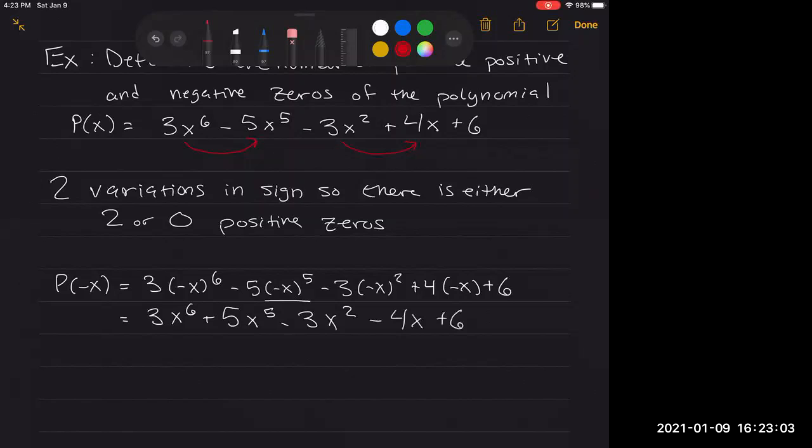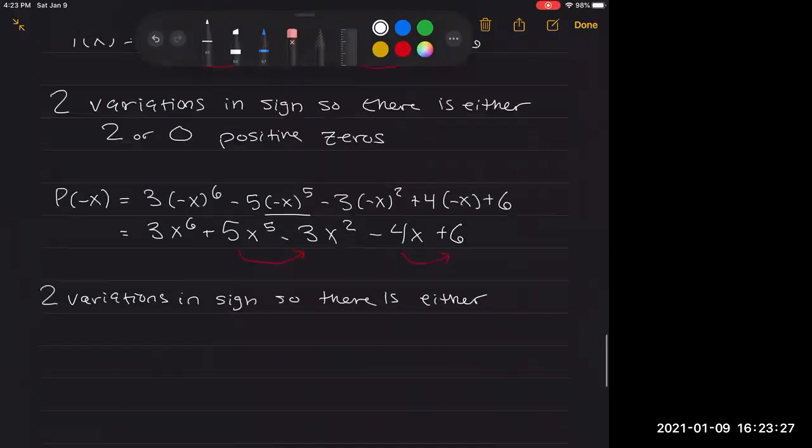So now we're going to look at our variations of sign. We have one here, and we have one here. So there's also 2. So 2 variations. So there is either 2 or 0, oops, negative zeros. I always want to write positive.